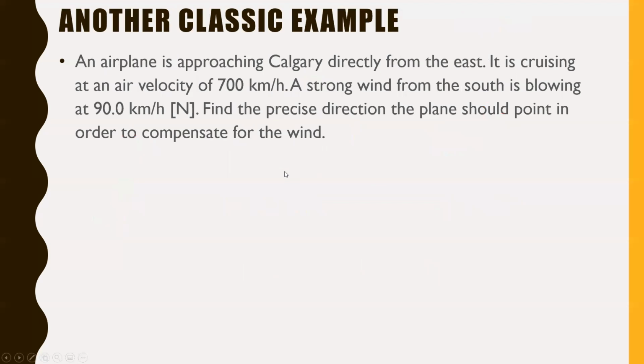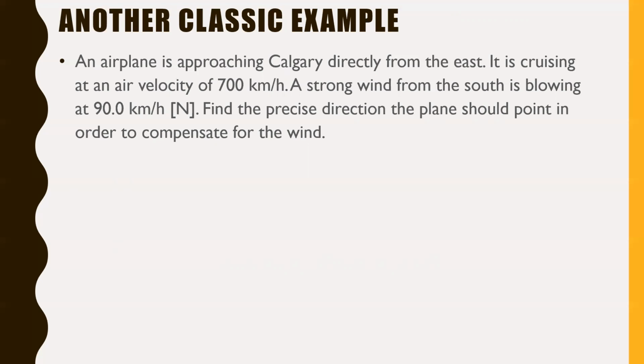We got one more we're going to do here though. It's a similar one. I'll just give you a bit of a spoiler. We're going to be looking for something a little different this time, but it's a very similar question. An airplane is approaching Calgary directly from the east. It is cruising at an air velocity of 700 kilometers per hour. A strong wind from the south is blowing at 90.0 kilometers per hour to the north. Quite the strong wind, of course, there. Find the precise direction the plane should point in order to compensate for the wind.